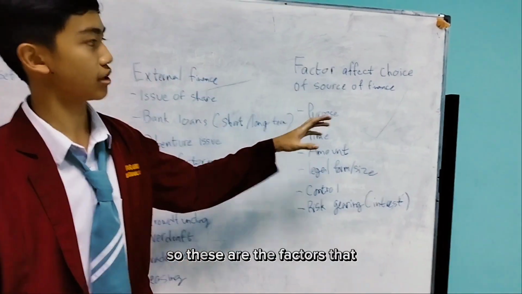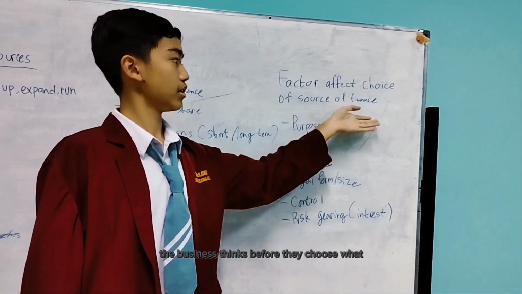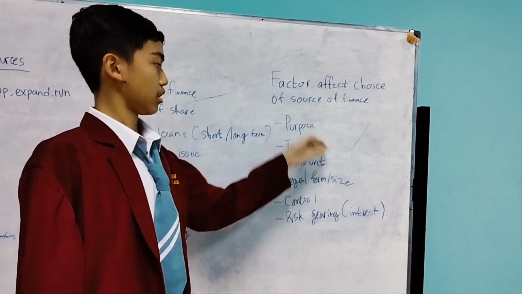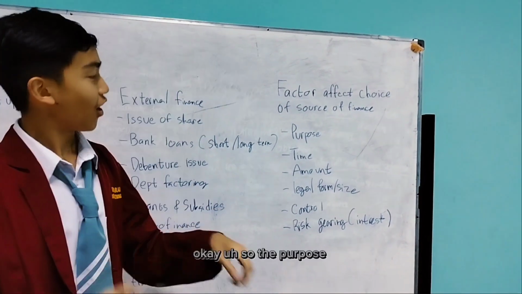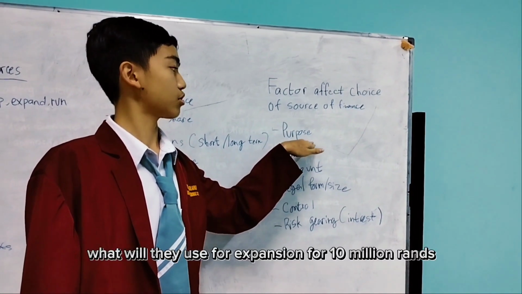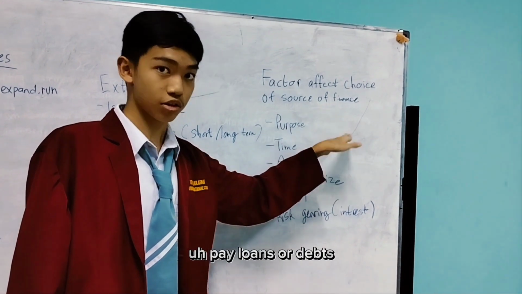These are the factors that the business thinks about before they choose what source of finance they will use for the business. So first, the purpose. The purpose is what they will use it for: expansion, day-to-day running, paying loans or debts.